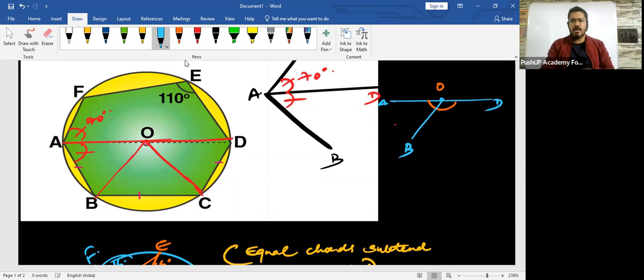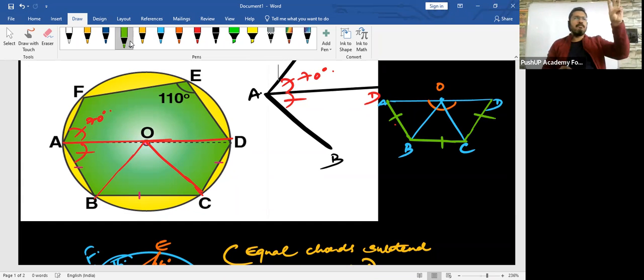Now, children, you have the three chords. One is chord AB, the other is chord CD, and the other one is BC. Let me join A to B, then B to C, and then C to D. Am I right, children? This is what they have given to us. Three different chords: AB, BC, CD. All the three chords are equal.